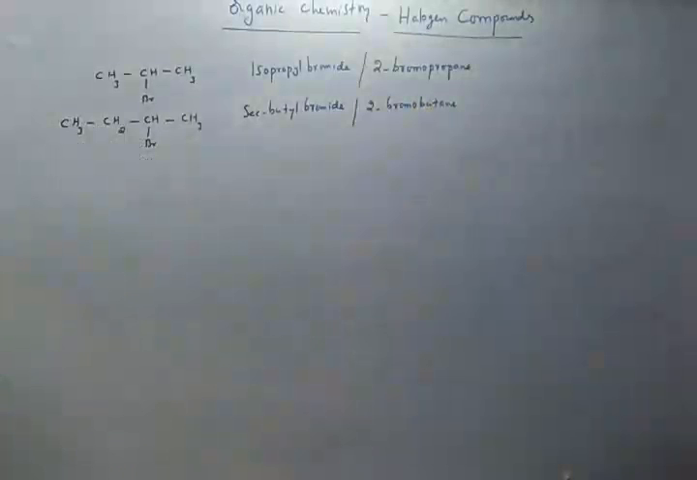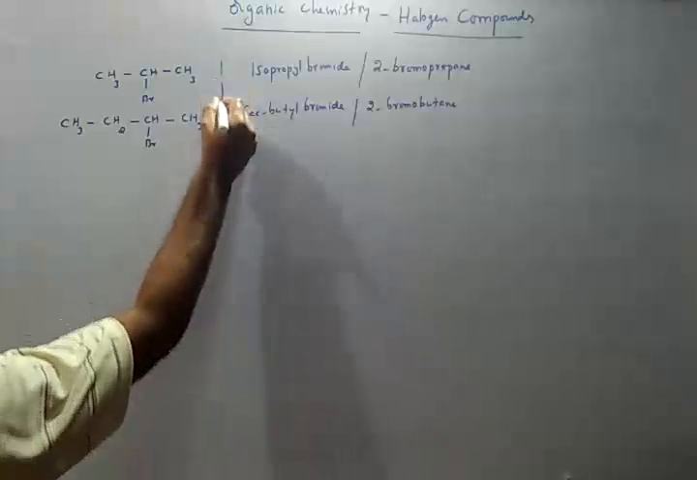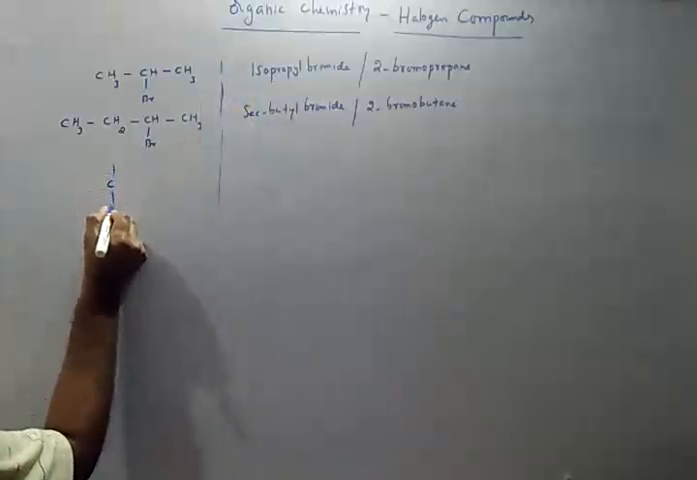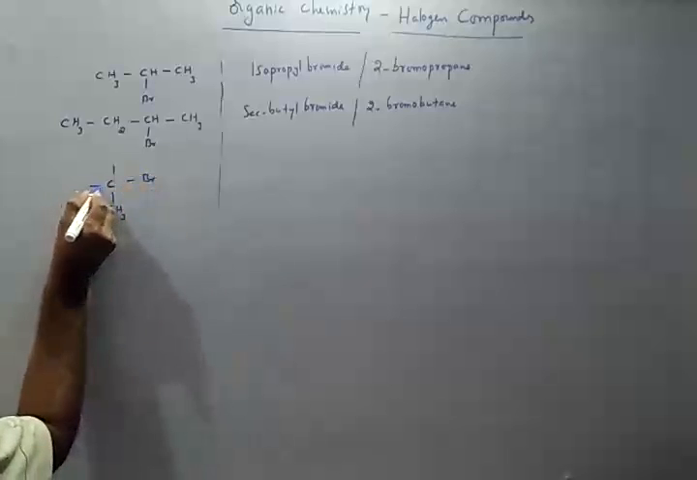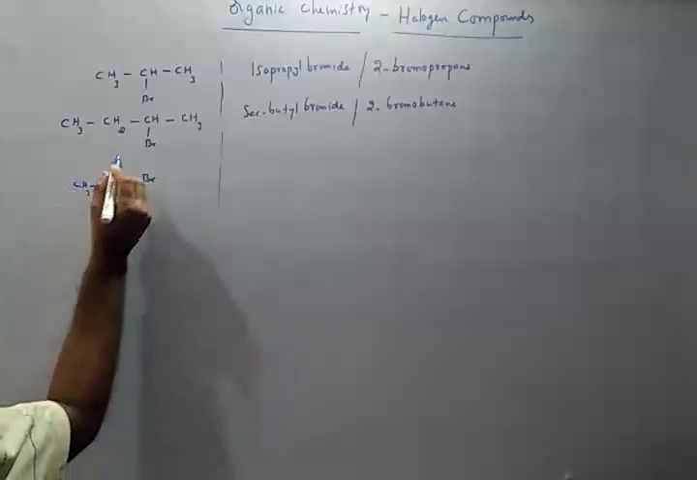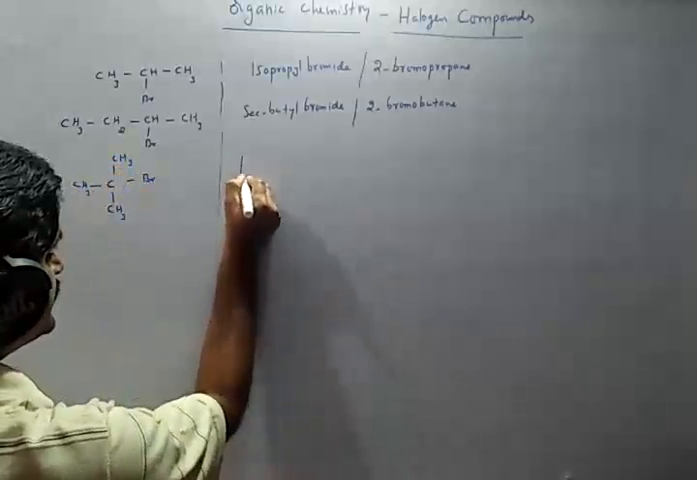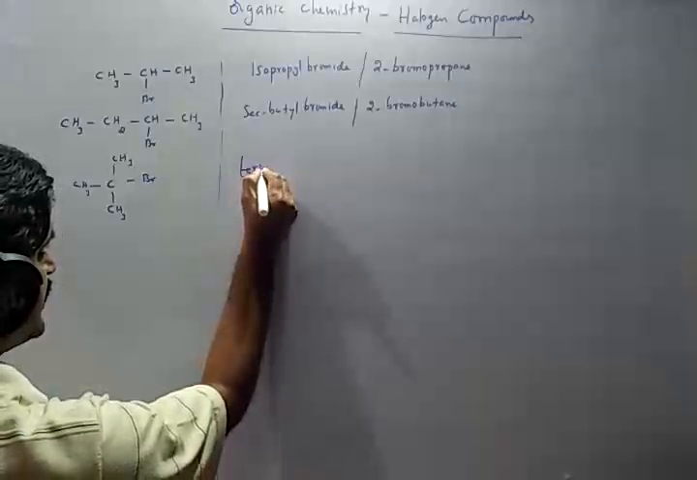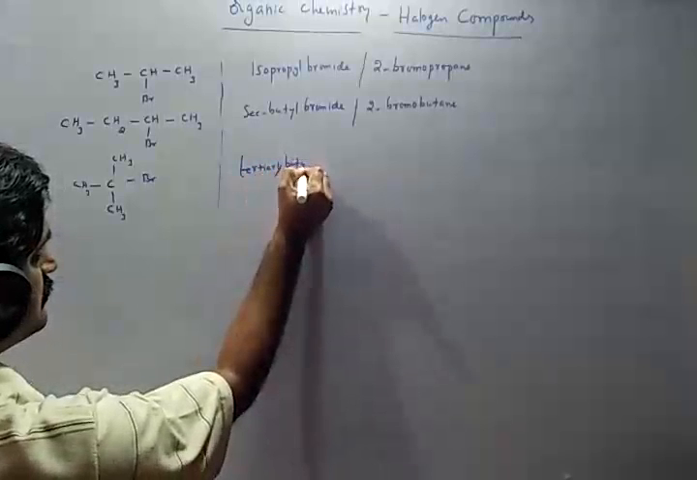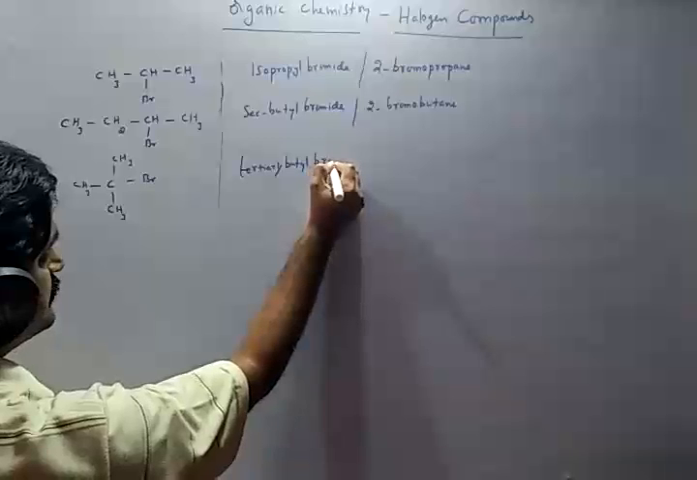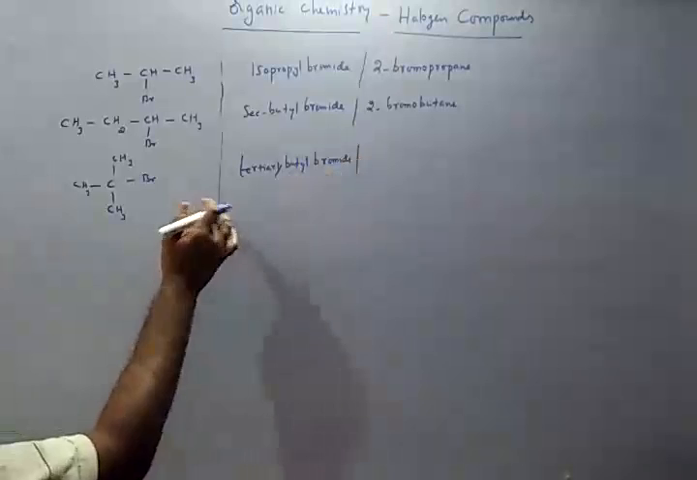Moving on to another example, we have tertiary butyl bromide. That means the carbon attached to this halogen must be a tertiary carbon. So the general nomenclature is tertiary butyl bromide. But according to IUPAC, its name is completely different.